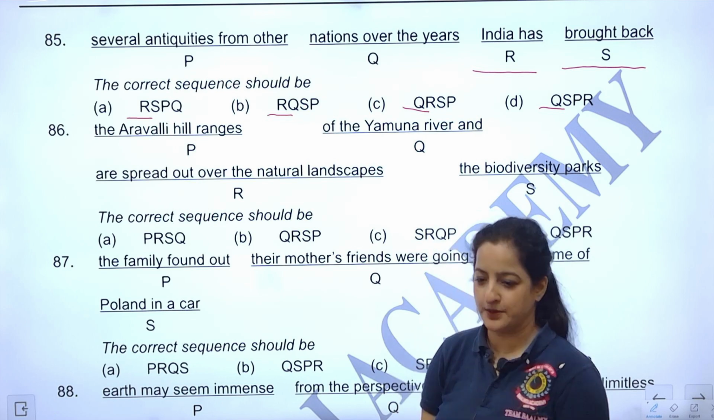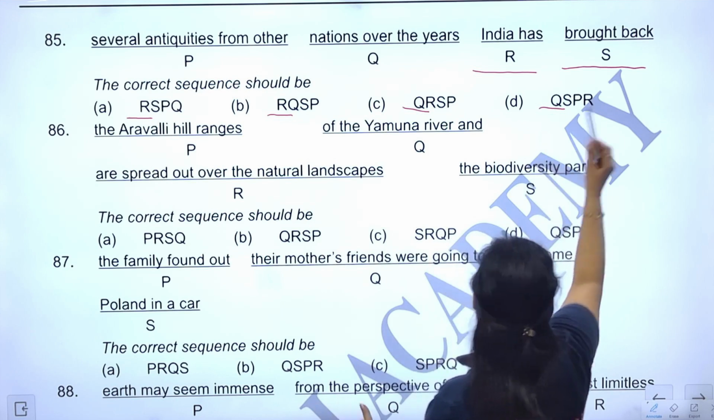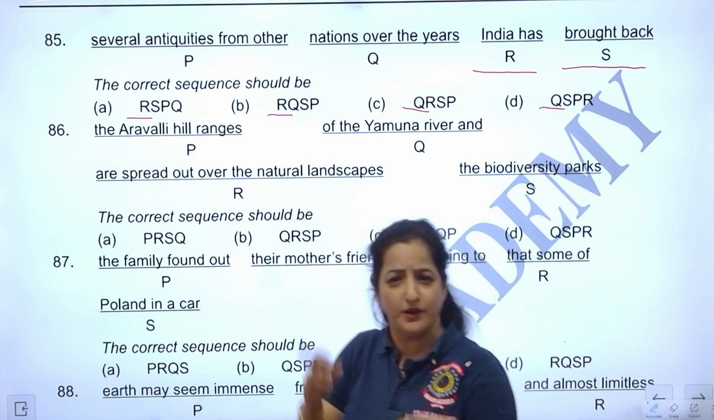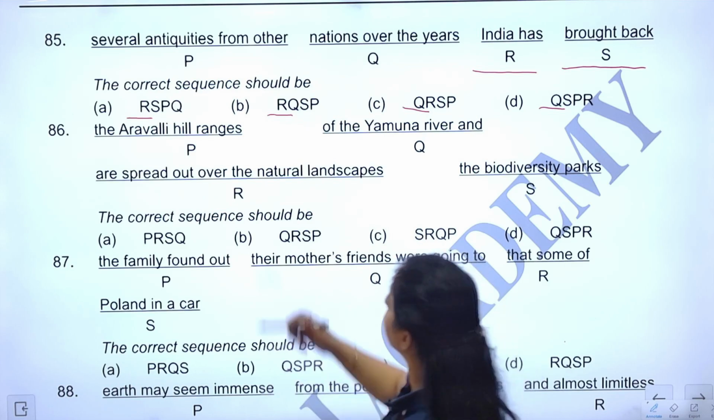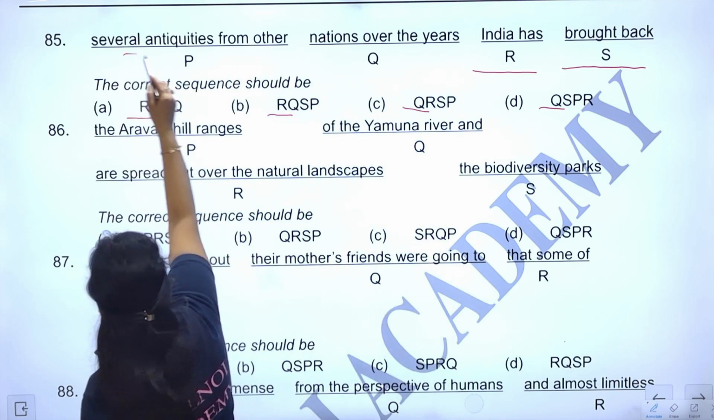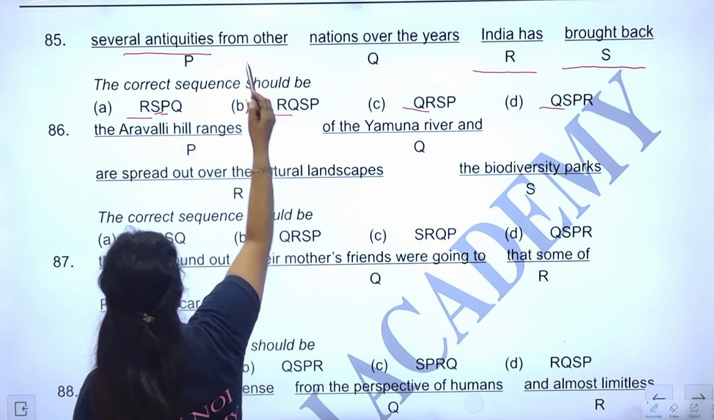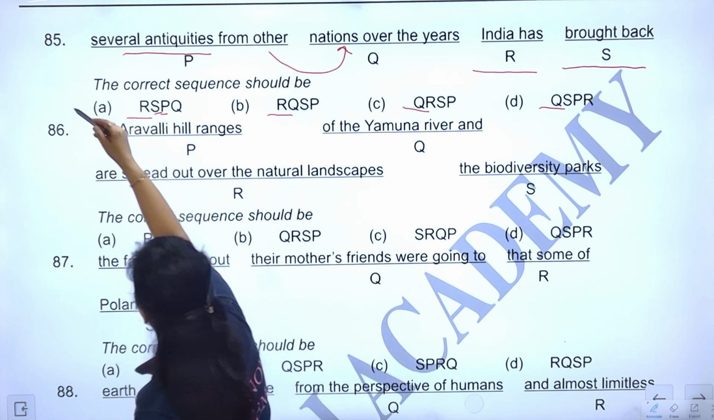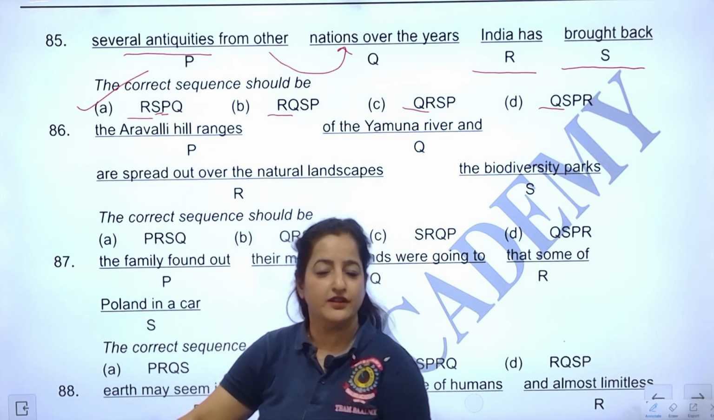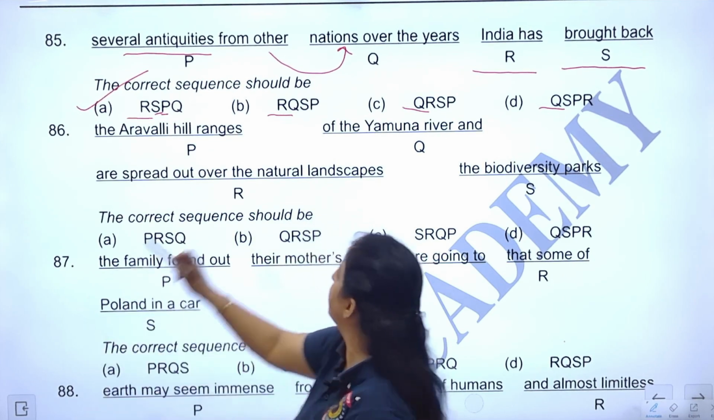India is the subject, then the verb. What did India do? India has brought back. Now after brought back, a question comes to mind: brought back what? Do we get an answer? I guess we get: brought back several antiquities. From where? From other nations all over the world. I guess we're lucky here. We are getting the answer in alpha, but we will roll out the other option.